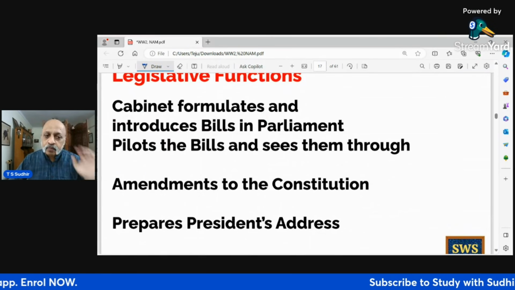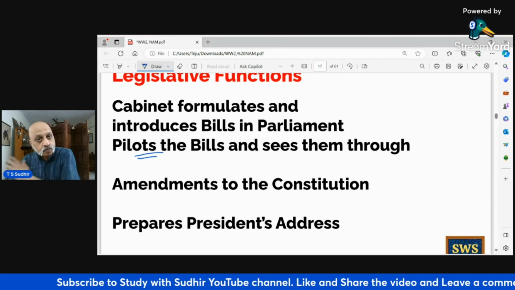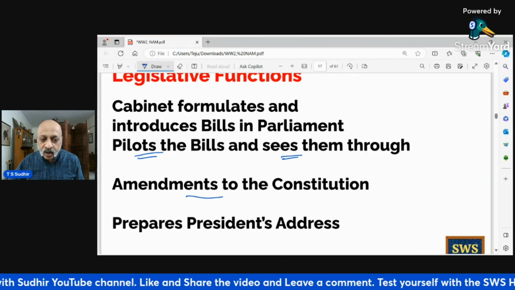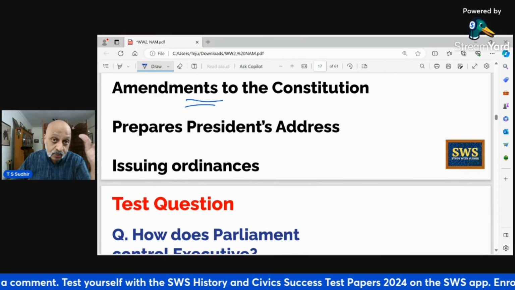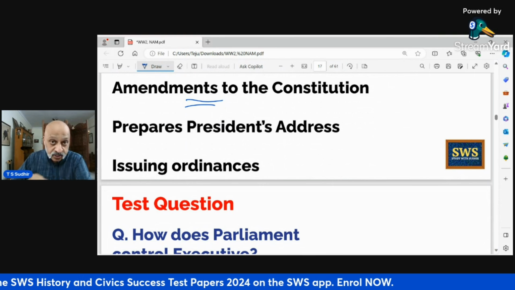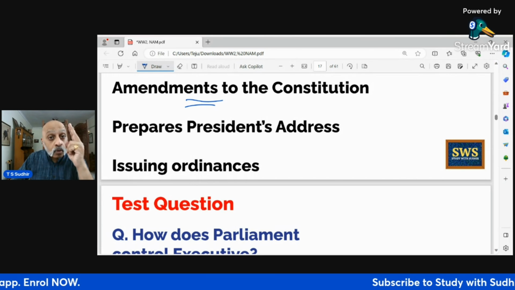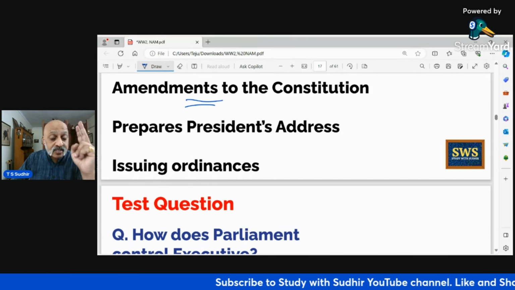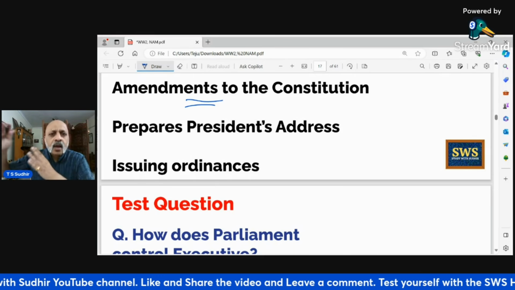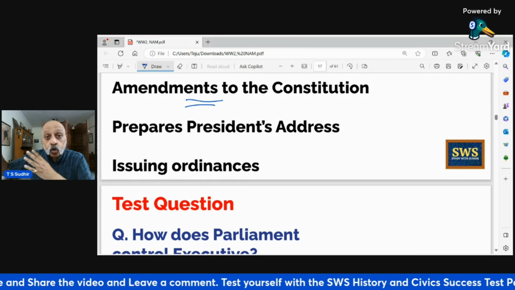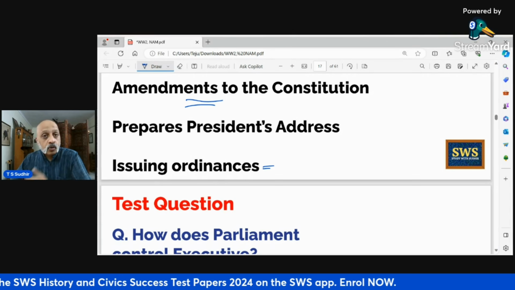What are the legislative functions? The cabinet formulates and introduces bills in parliament. It pilots the bill, means that it introduces and takes care that the bill is passed in both Lok Sabha and Rajya Sabha. It sees them through. Whatever amendments to the constitution, मैंने 2 amendments की बात कही अभी. President's address, which is done once in a year, which is at the beginning of the first session of parliament, which is the budget session, January ke end mein, and the first session after the new Lok Sabha is elected. So 2024 will see President Draupadi Murmu addressing the parliament twice. Once now in January, end of January, before the budget session, and after the new Lok Sabha is elected, sometime in the month May mein elect hoke aa jayenge. So whenever parliament is convened, it will be the monsoon session. Okay, so most likely sometime in the month of July 2024. Issuing of ordinances when one of the houses is not in session.